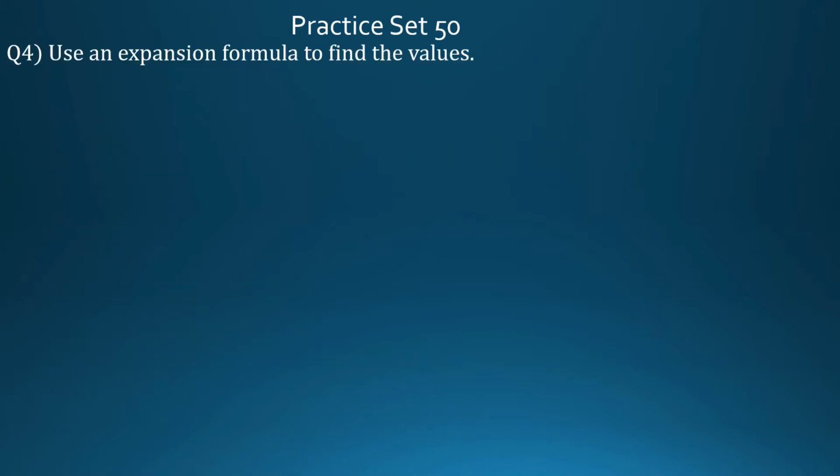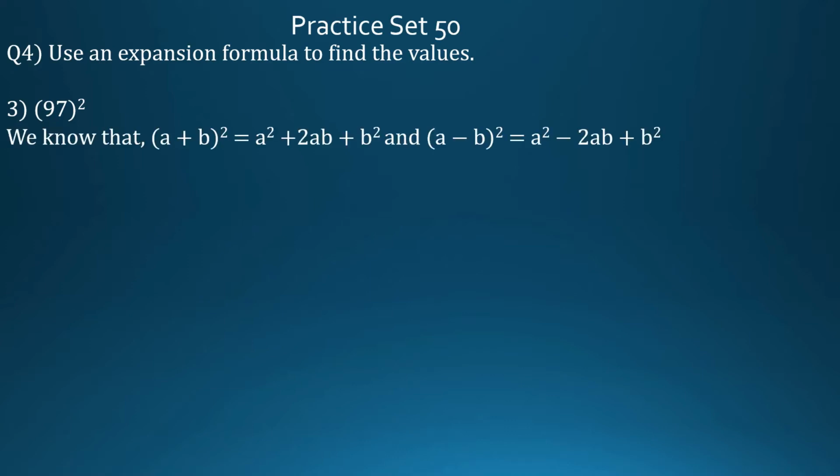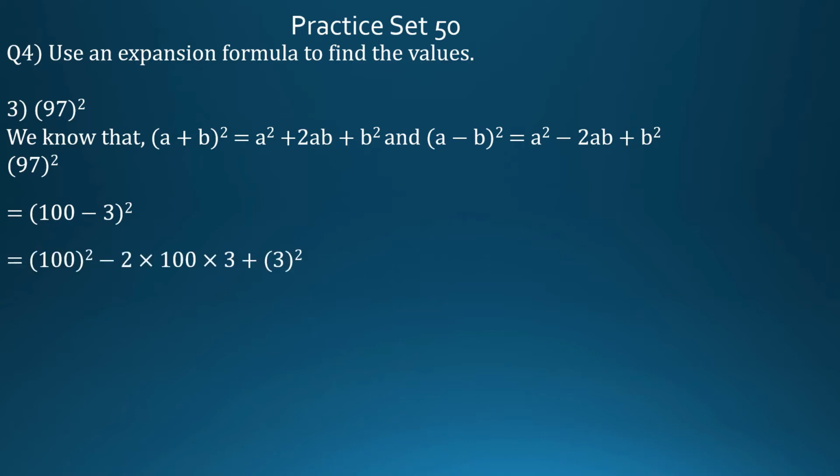Let us see this third sum, 97 square. So in order to find out the square of 97, let us use the expansion formula. It is known that a plus b the whole square is equal to a square plus 2ab plus b square, and a minus b the whole square is equal to a square minus 2ab plus b square. Square of 97. 97 can be written as 100 minus 3. So now let us expand 100 minus 3 square by using the expansion formula a minus b the whole square, which is a square minus 2ab plus b square. So we get 100 square minus 2 into 100 into 3 plus 3 square.